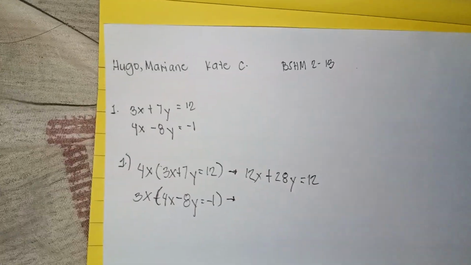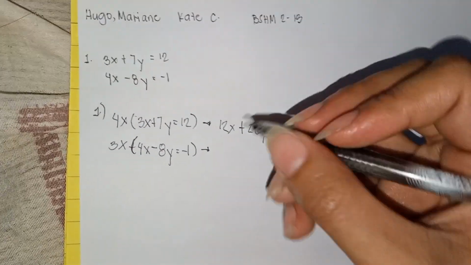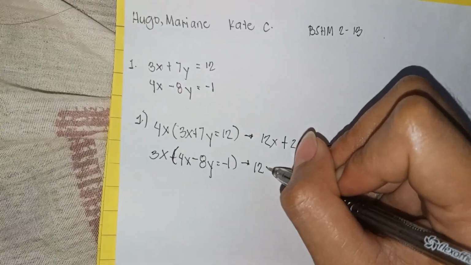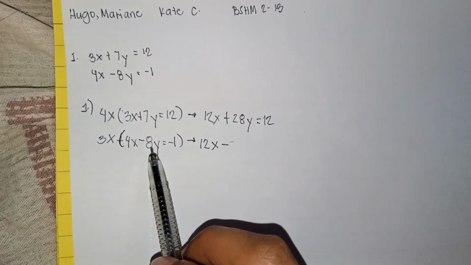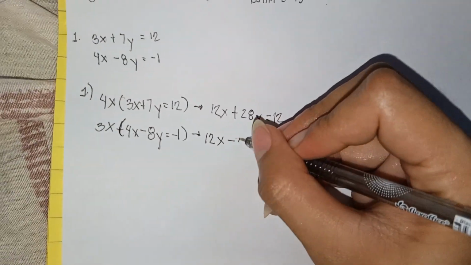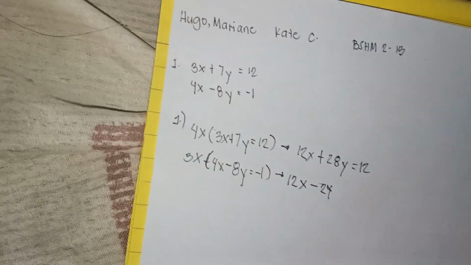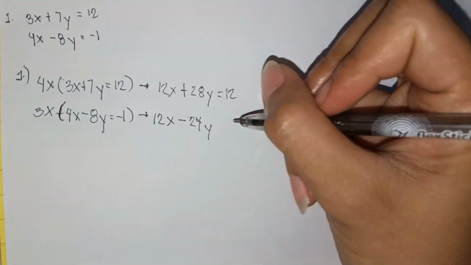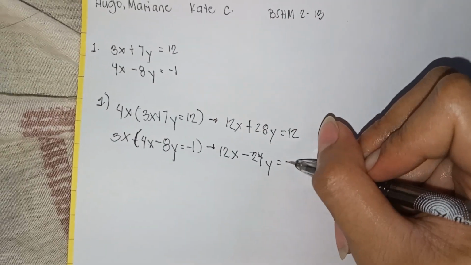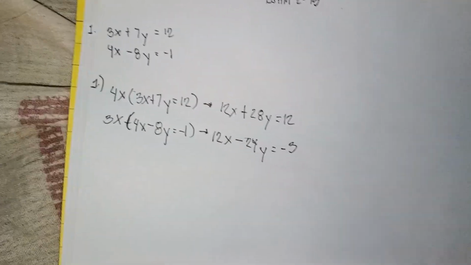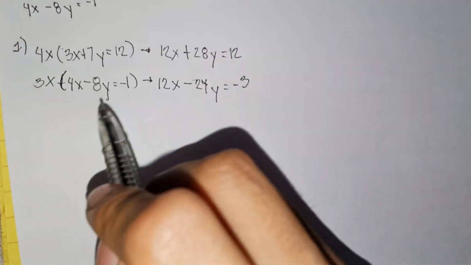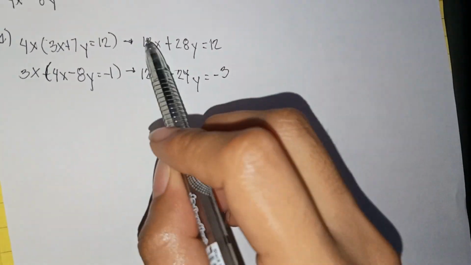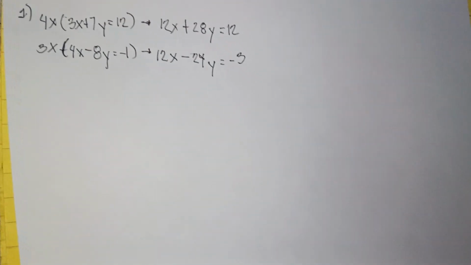So 3 times 4 equals 12x minus 3 times 8 is 24y equals negative 3. Now, both equations have 12x, so we can subtract them to remove the x. And this is our step 2.